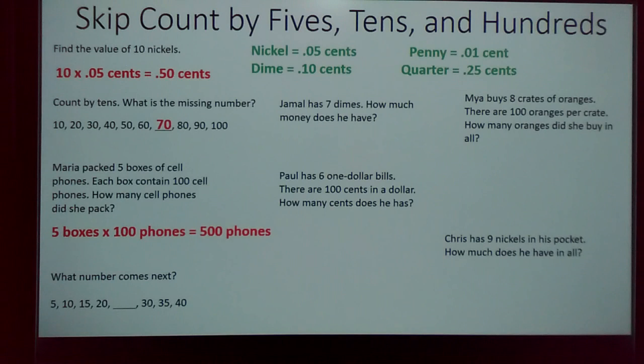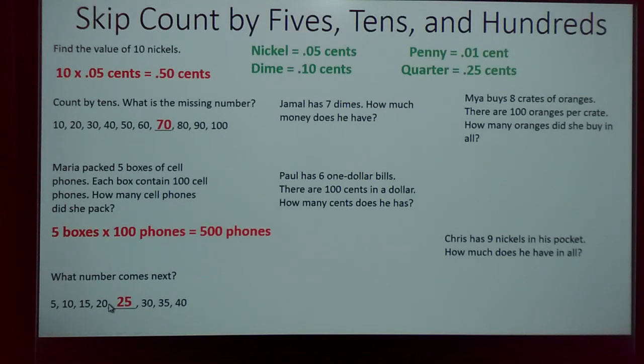Now, let's look at the bottom of the slide. What number comes next? We have 5, 10, 15, 20, blank, 30, 35, 40. If you notice, we're skip counting by 5s. 5 plus 5 is 10. 10 plus 5 is 15. 15 plus 5 is 20. 20 plus 5 is what? 25. And there you go. Skip counting by 5s.